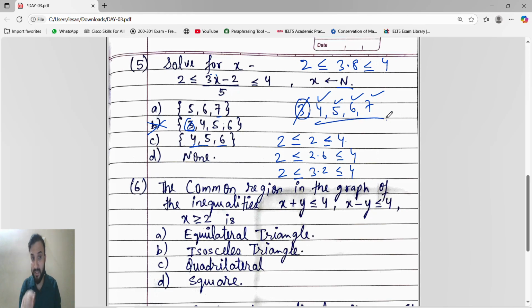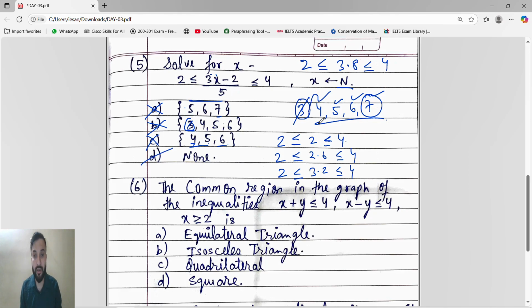The very important thing, guys: here you can see 5, 6, 7 is satisfying, okay, but in this option we don't have 4 because 4 is also satisfying, so this option will not be there. Now option number C, 4, 5, 6 is there, but 7 is not there because 7 is also satisfying, so this option is not there.